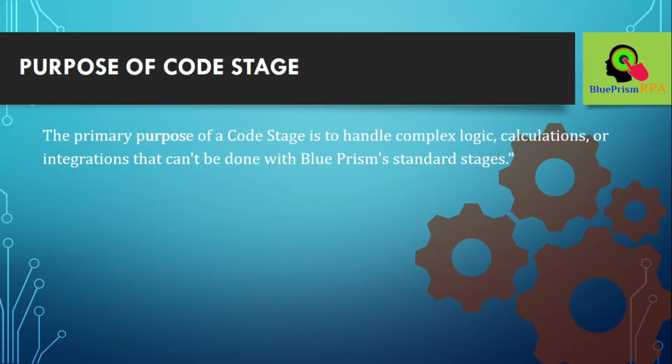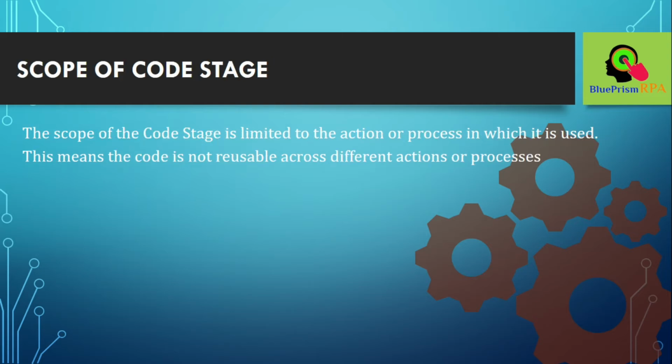Now, what is the purpose of code stage? The primary purpose of code stage is to handle complex logic, calculations, or integrations that can't be done with the Blue Prism standard stages. The scope of code stage is limited to the action or process in which it is used. This means the code is not reusable across different actions or processes.